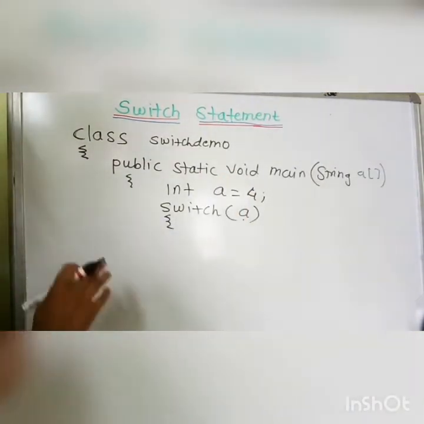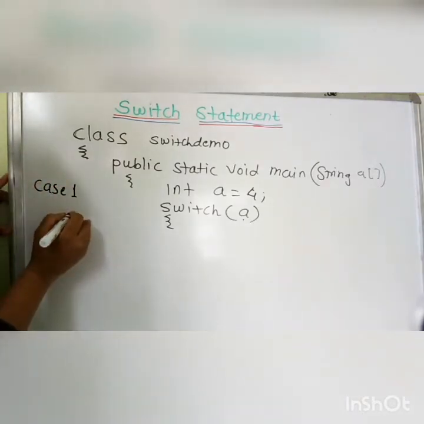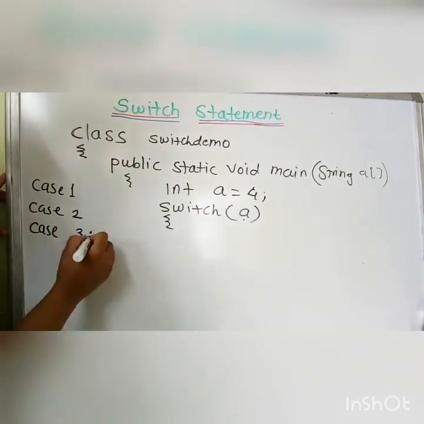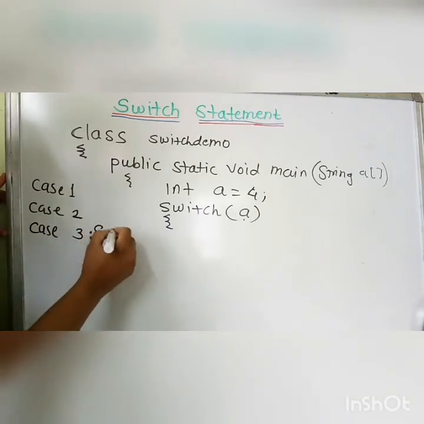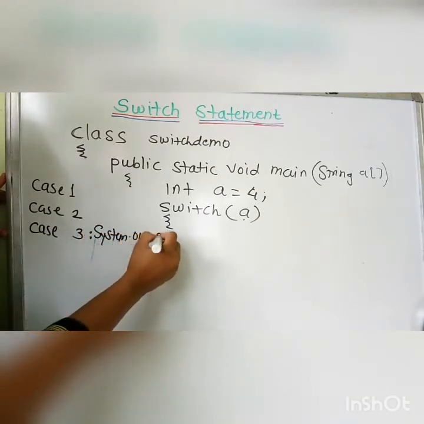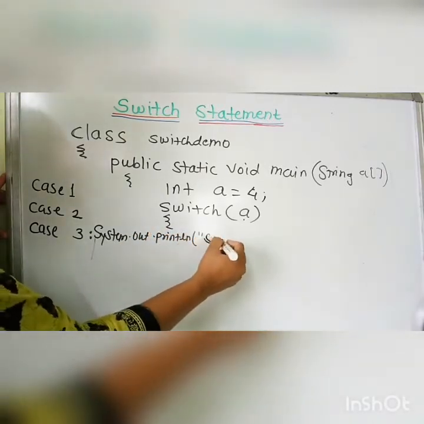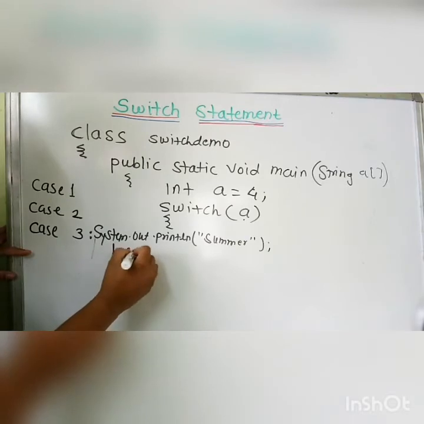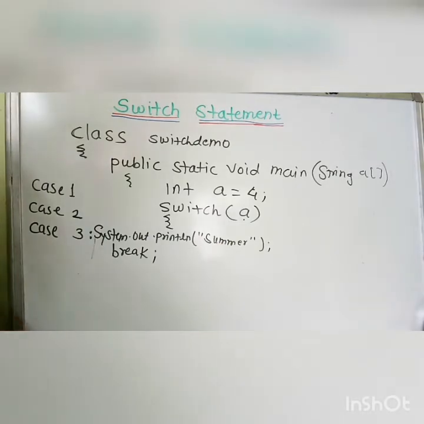So we will cover all the cases. For example, case 1, 2 and 3: we do not separate them, because we take a combined statement for them. Here the printing statement is System.out.println, and we display the season, summer. Now as we have completed this case, we apply a break, meaning when any one of these numbers comes, this message is displayed and the switch terminates here.